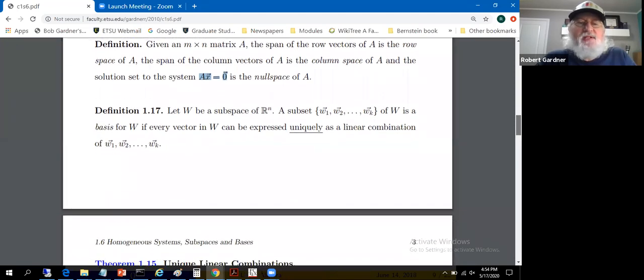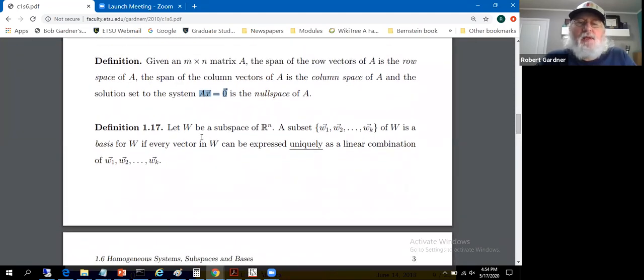Definition 1.17 says, let W be a subspace of Rn. The subset w1 through w sub k of W is called a basis for W if every vector in W can be expressed uniquely as a linear combination of those vectors. All right, that ain't the definition I like of a basis. We're going to re-see a lot of this stuff in chapter 3 in a more general setting, and that ain't the definition we'll take for basis there.